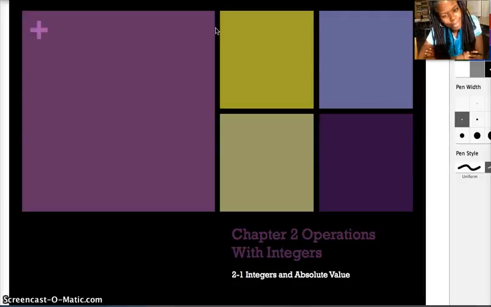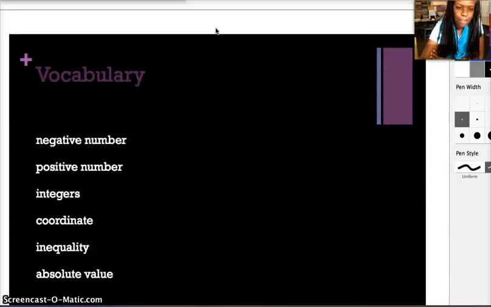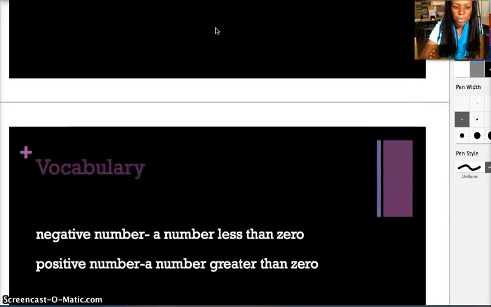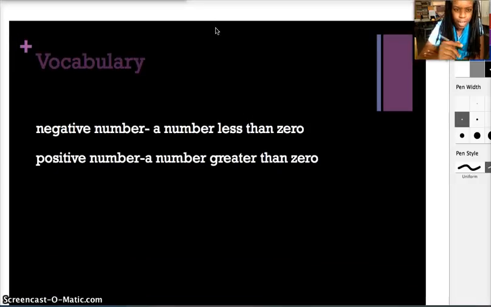Hey friends, we're in chapter 2. We're looking at operations with integers, and today we're going to talk about integers and absolute value. Our vocabulary is as follows. We're going to talk about negative numbers, positive numbers, integers, a coordinate, inequality, and the term absolute value. I'm going to look at a couple of these separately on the slide.